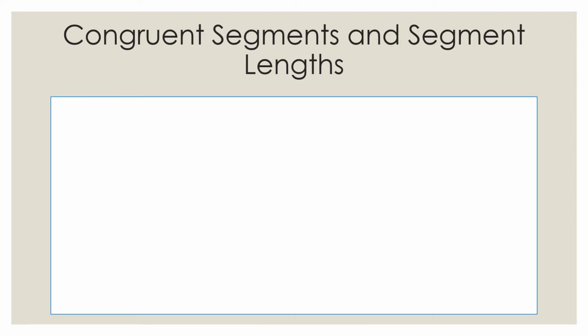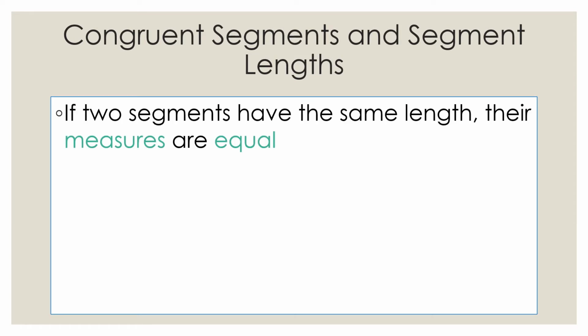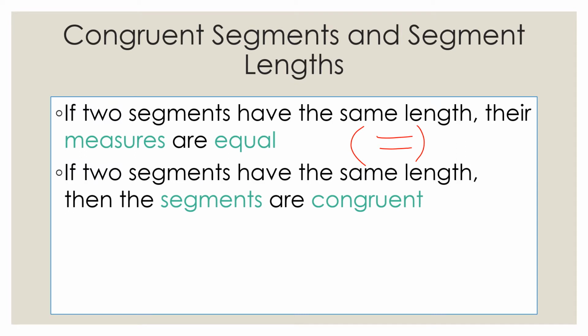Okay, congruent segments and segment lengths. If we have 2 segments having the same length, their measures are equal. So if we have a line that equals 10 and another line that is the same length, that measure would also equal 10. I want you guys to write this down in your notes if you're at home. That means that we are using an equal sign. If two segments have the same length, then the segments are congruent.